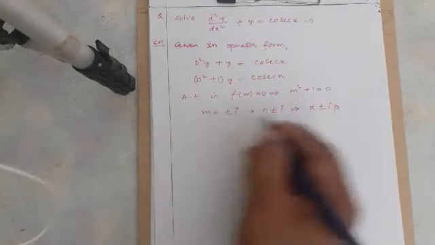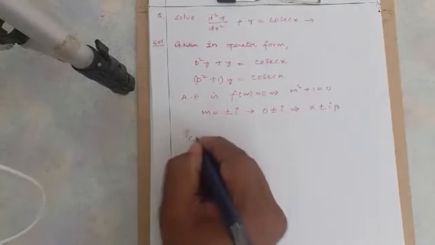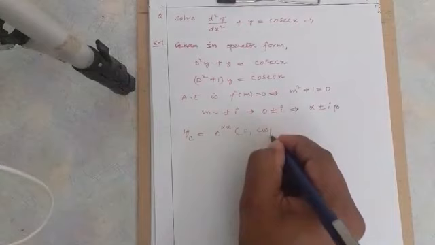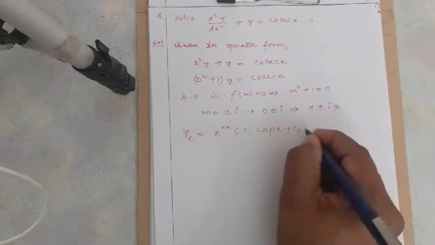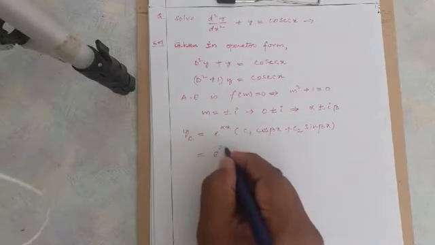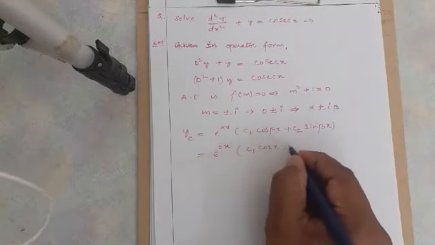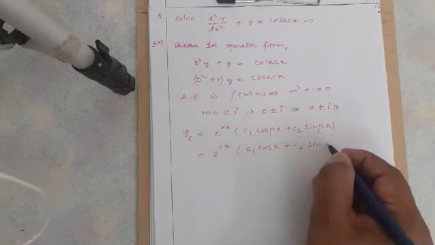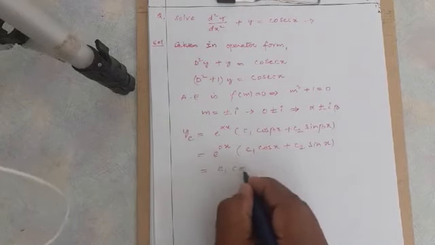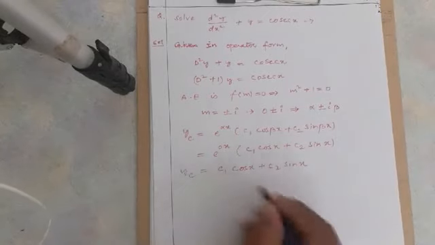When you have complex roots, with real and imaginary parts, the complementary function yc can be written as e to the power alpha x into c1 cos beta x plus c2 sin beta x. Now we substitute alpha and beta: alpha is 0, so e to the power 0 x, into c1 cos 1 into x plus c2 sin 1 into x. So in the last step, I can write c1 cos x plus c2 sin x. This is nothing but yc.